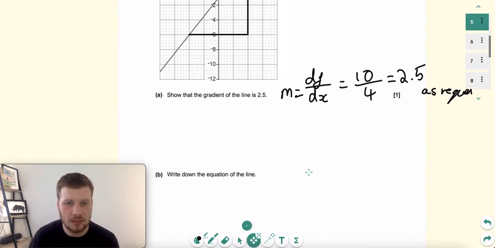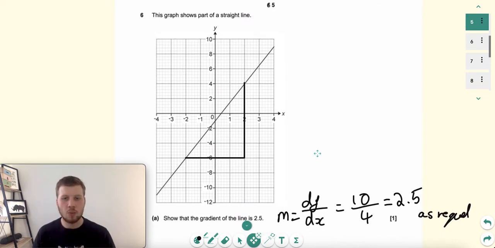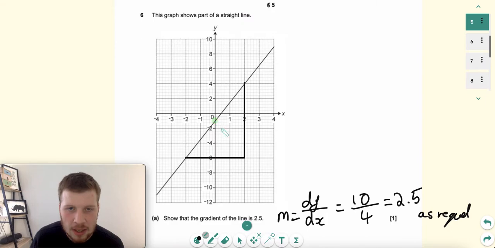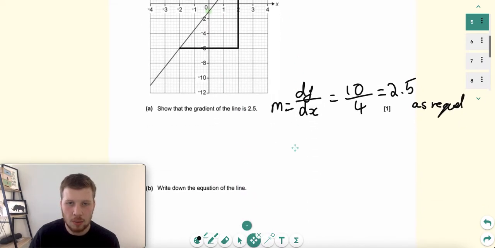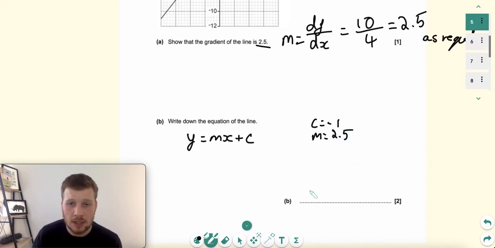The next question says write down the equation of the line. Well, looking at this, the equation of the line is y equals mx plus c, so I just need to know where the intercept is, and it goes through at the value of -1, almost said 1 for a second. So therefore my equation of the line, if it's y equals mx plus c, I know that c is equal to -1, and m I worked out in the previous question, or it was given to me, is 2.5. So therefore, y equals 2.5x, take away 1.